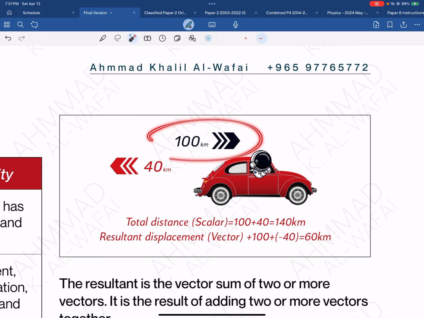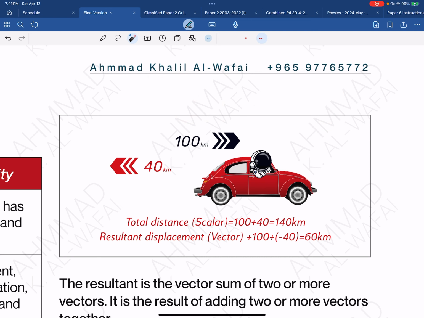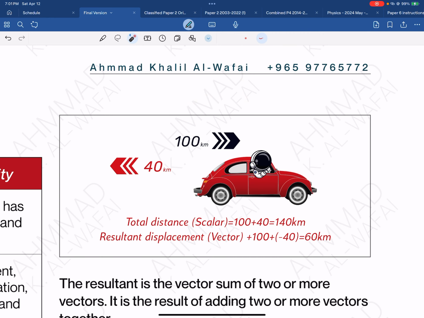So you've got this car that moved 100 kilometers to the right and then it returned 40 kilometers. Now, total distance is the 100 plus 40. So there is no change in that. So it's 140 kilometers. But if you go to the right, that's the positive direction. If you go back, that's the negative, that is what we call a direction. So when it's a direction, it takes a positive sign or a negative sign. Usually in physics, we take right as positive and left as negative, up as positive, and down as negative as you go through the syllabus.